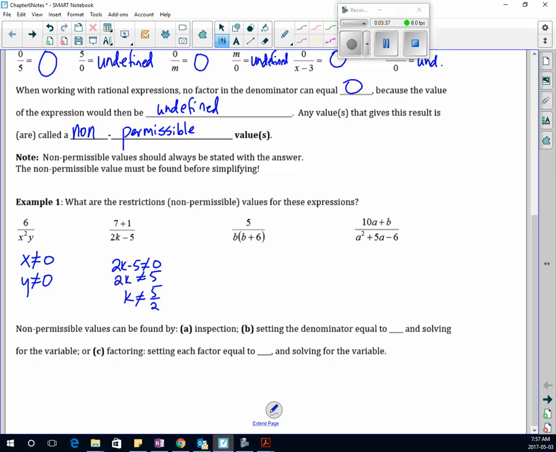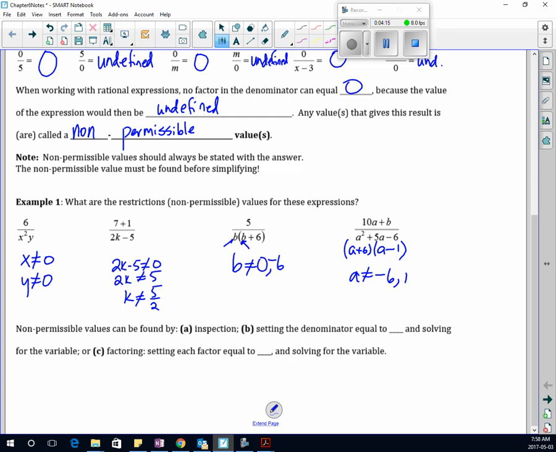So for instance, the next one, what can b not be? Well, if you put 0 in there, you'd get 0 at the bottom, because 0 times anything is 0. So b can't be 0. And if you put -6 in for the b in the second factor, you would get a 0 out of that. Now sometimes you have to factor. So this is a plus 6 times a minus 1. So that means a cannot equal -6 and +1. Again, what I'm doing is setting the factors equal to 0 and solving.